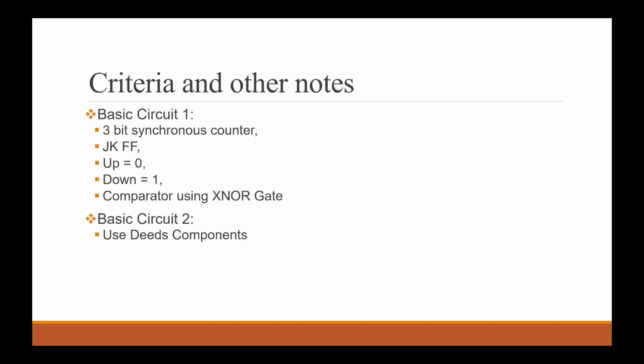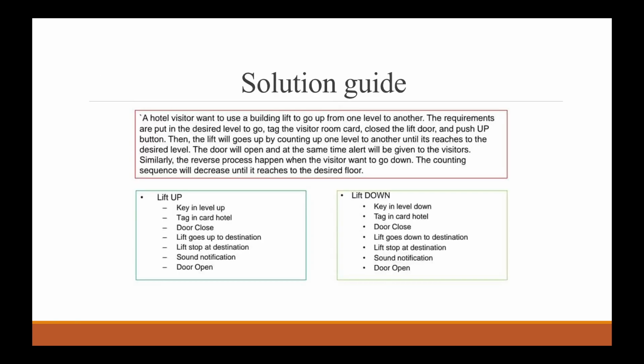Basic Circuit 1: 3-bit synchronous counter, JK flip-flop, up as 0, down as 1, and comparator using XNOR gate. Basic Circuit 2 used its components.